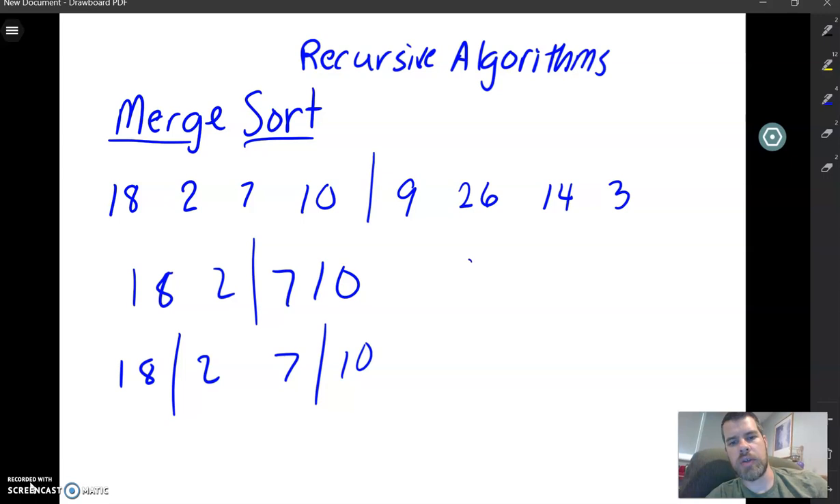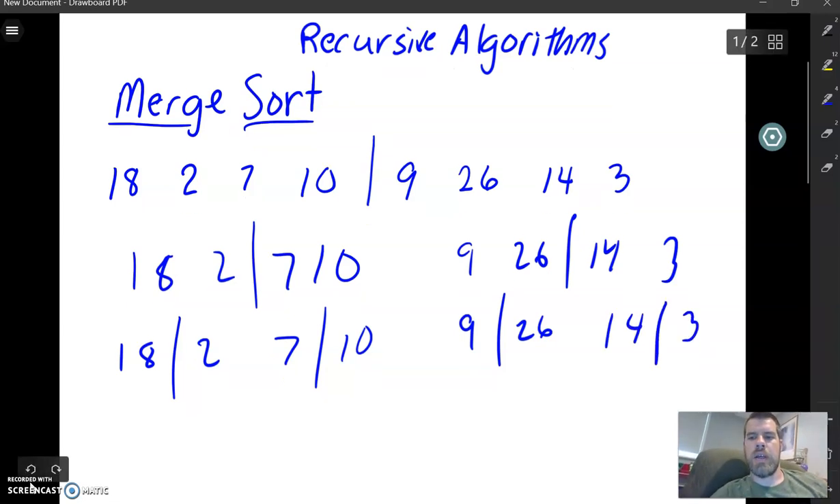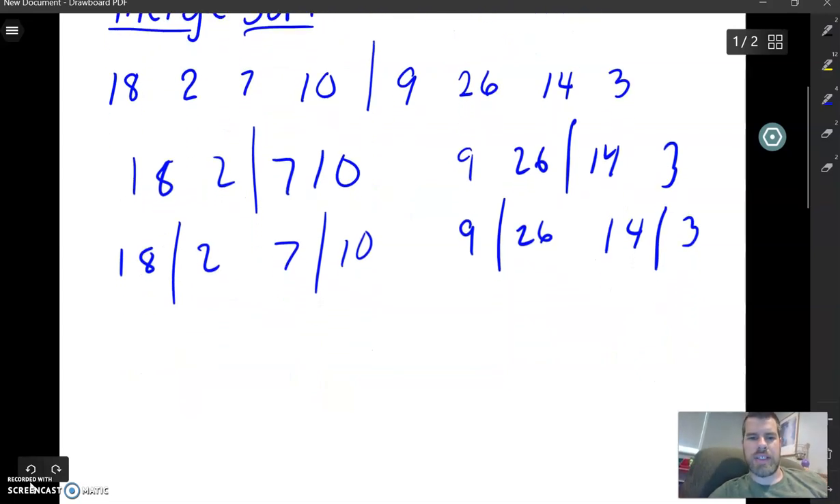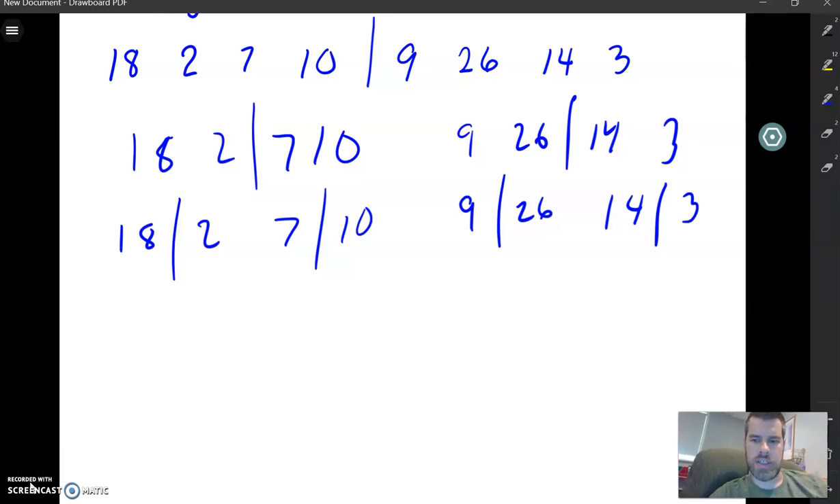So we're going to call merge sort on 9, 26, 14, and 3, which then gets split in half. And we're going to call merge sort on 9 and 26, which gets split in half. And then we'll call merge sort on 14 and 3, which gets split in half. So what is all the point of all this splitting? It is so we can identify partitions to then put back together.